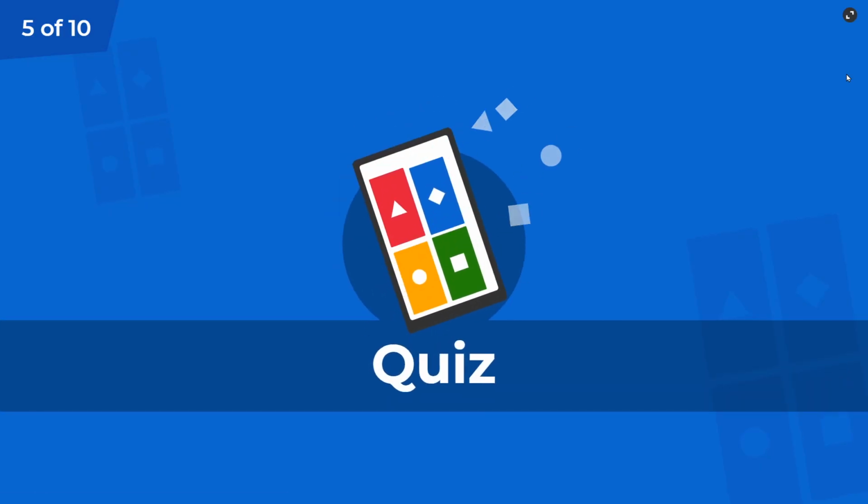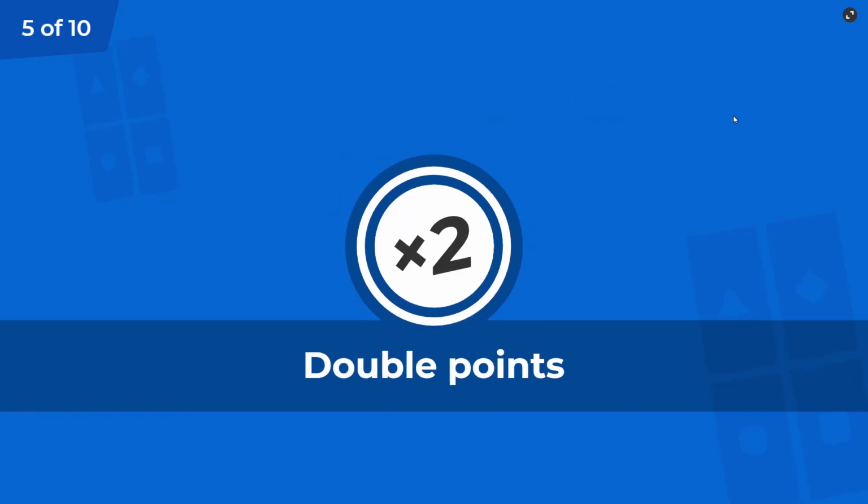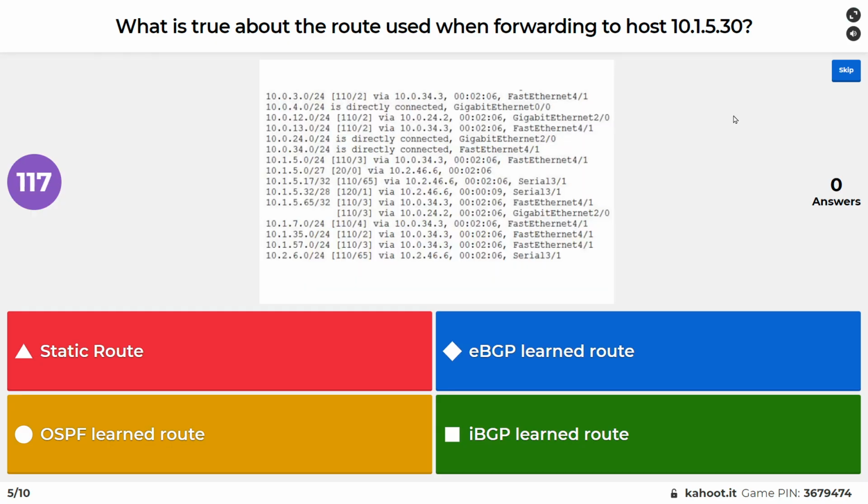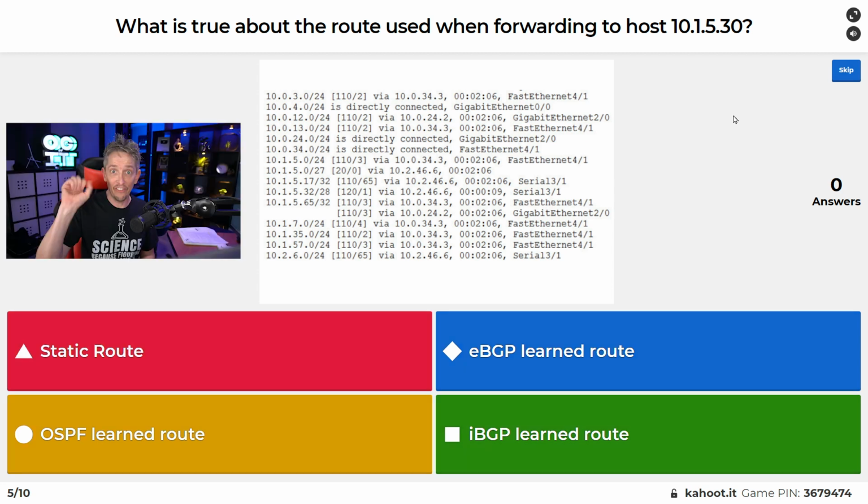Let's continue on. Question 5 of 10, double points. What is true about the route that's going to be used when forwarding a packet to host 10.1.5.30? Good luck.